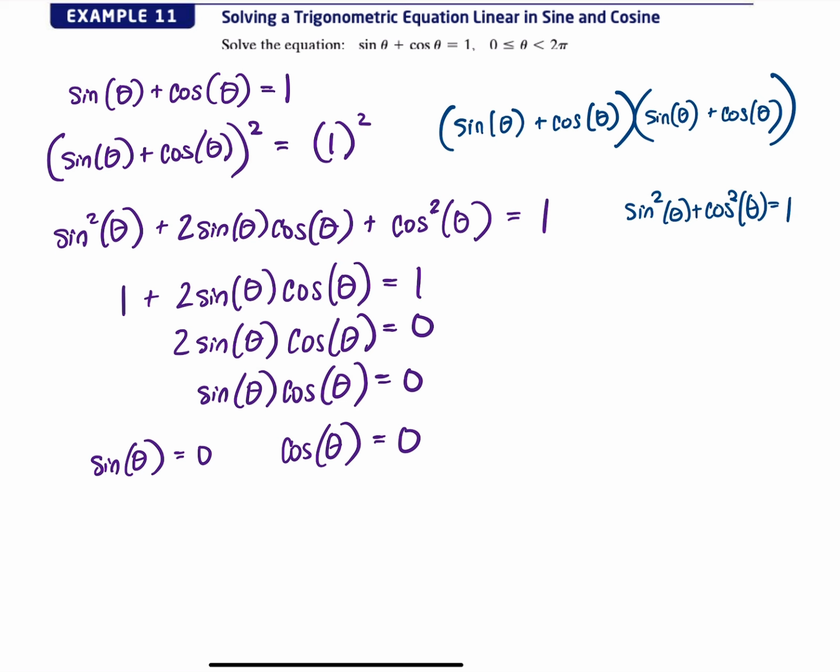And let's solve these separately. Where is this true from 0 to 2 pi? The sine of theta is 0. Well, that happens at 0 and pi. So I can get two solutions. And then the cosine is equal to 0 at pi over 2 and 3 pi over 2.